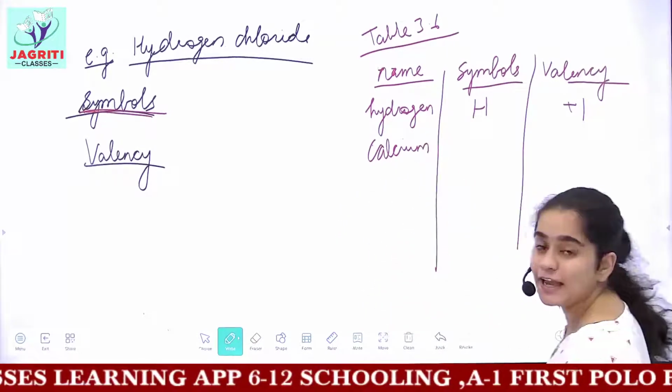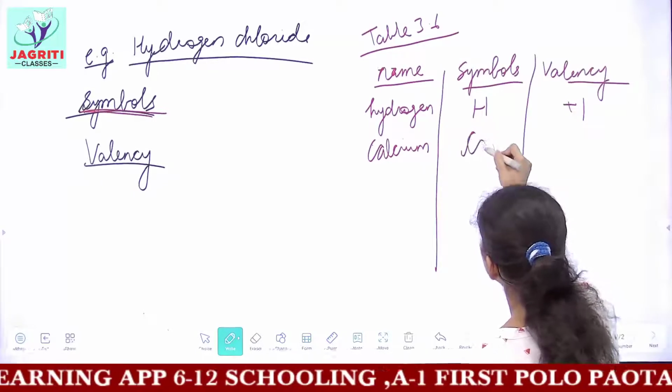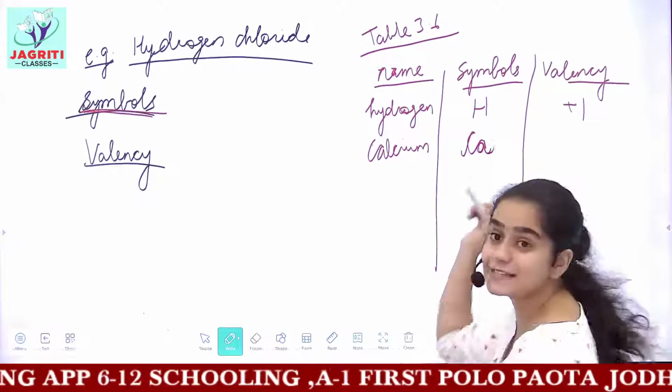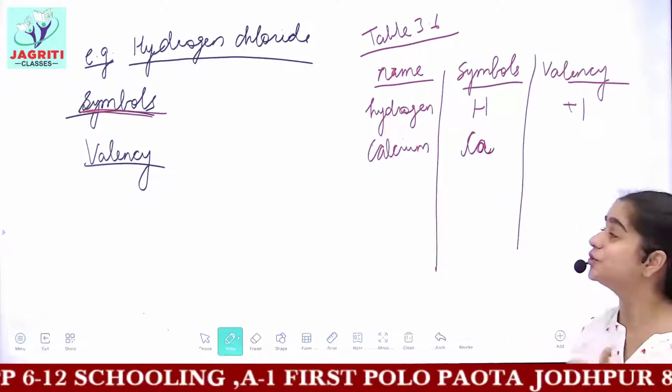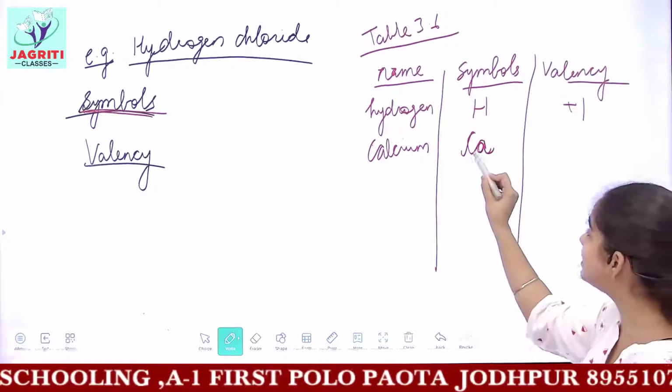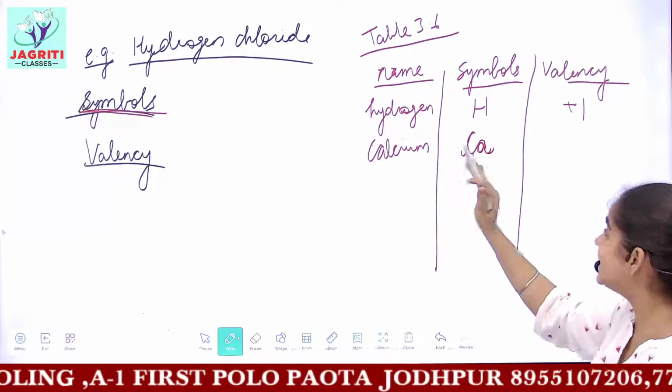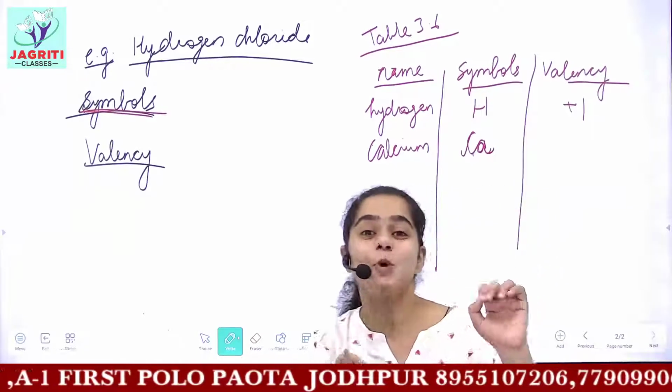The symbol of calcium is capital C and small a. We have already discussed in the nomenclature of compounds how to give a name to a compound. The first letter is written capital and the next letter is written in small.